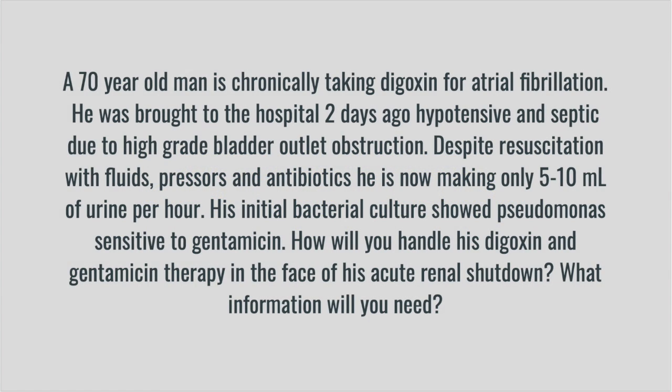The case study reads, a 70-year-old man is chronically taking digoxin for atrial fibrillation. He was brought to the hospital 2 days ago, hypotensive and septic, due to a high-grade bladder outlet obstruction. Despite resuscitation with fluids, pressors, and antibiotics, he is now making only 5 to 10 milliliters of urine per hour.